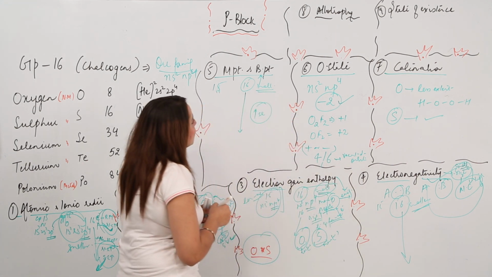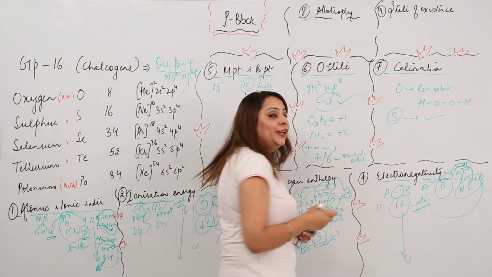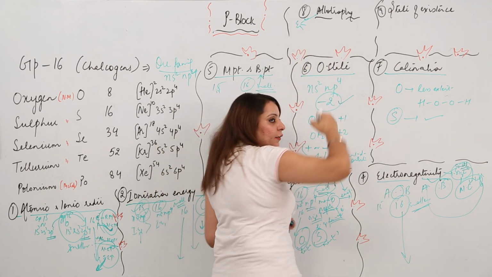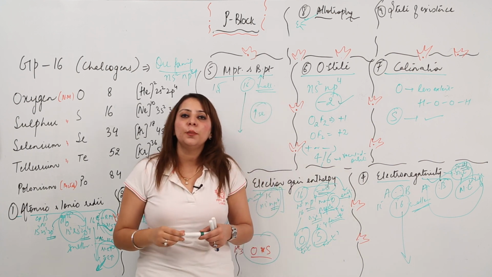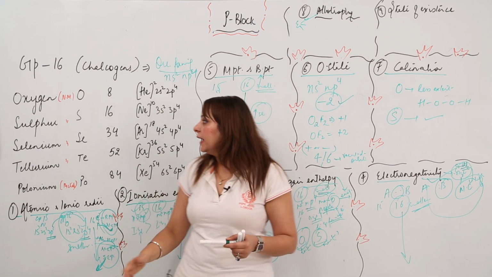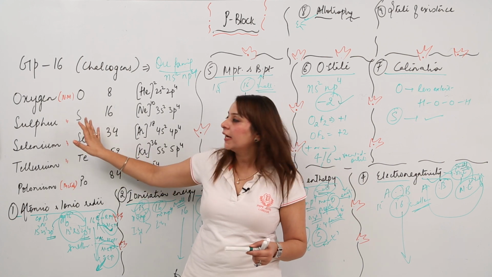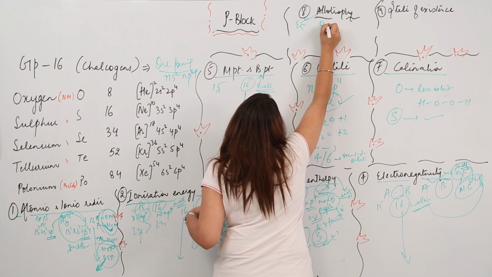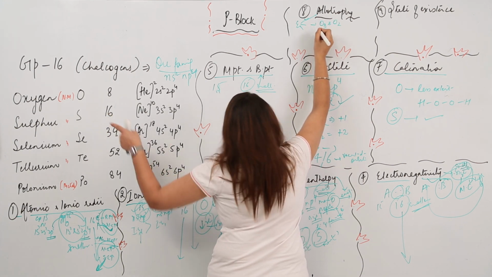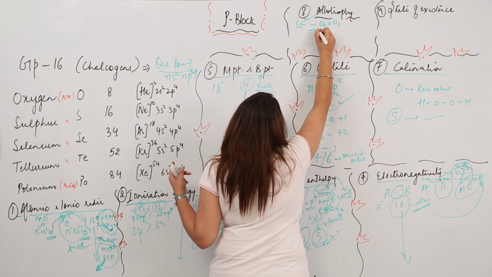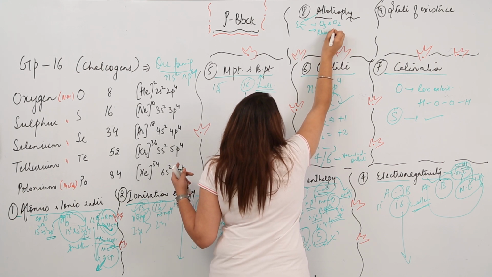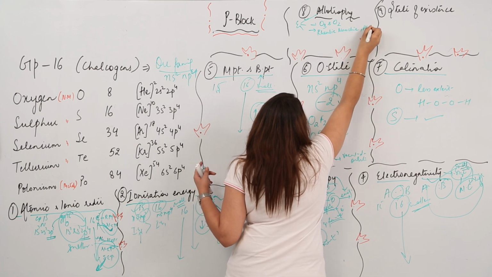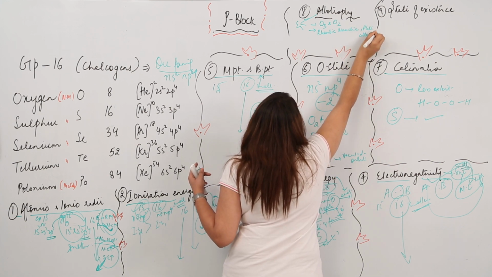The next property is allotropy. We know that allotropy is the existence of an element in 2 or more forms, and those forms have the same chemical properties but different physical properties. We see that this group also possesses allotropes, like in the case of oxygen it is O3, ozone, and O2. In the case of sulphur, sulphur has 4 allotropes: rhombic, monoclinic, plastic and colloidal. These are the 4 allotropes.